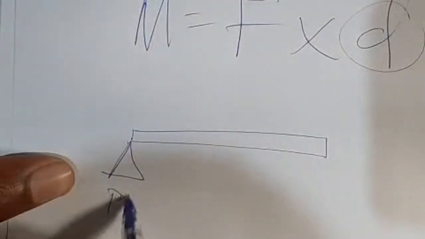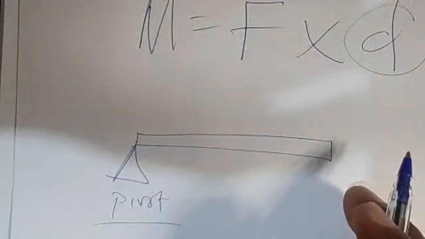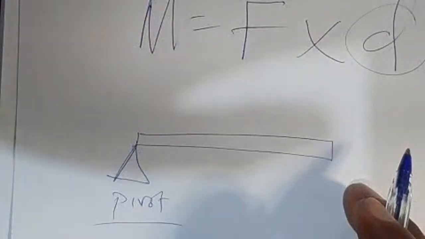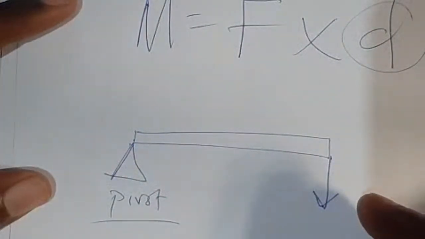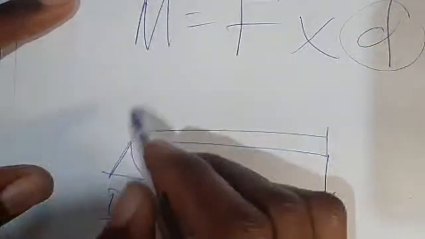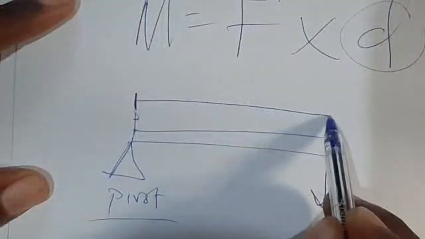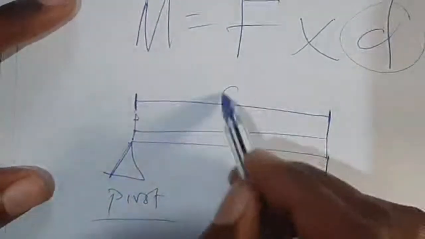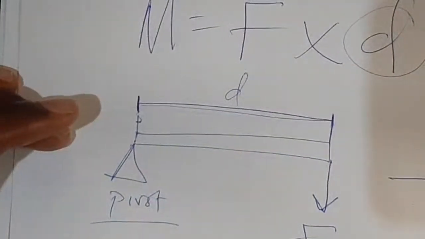This is the pivot. A pivot is just a point where your object turns from. Then this is where we're applying our force. So how do you get your distance? Please don't get the distance from the pivot, from here to where you are applying the force. This is the distance from here to there, and this is your force. They're supposed to form perpendicular lines like that.